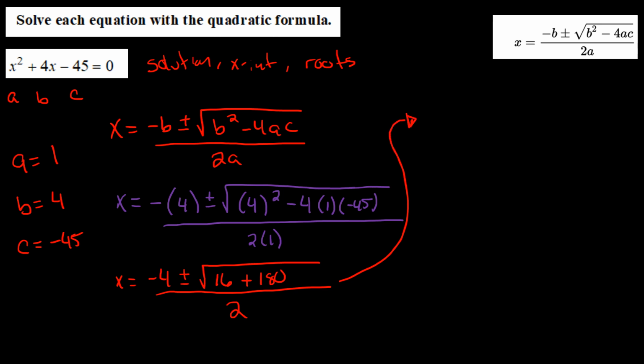Okay. We can clean this up a little bit more. We'll have x equals negative 4 plus or minus the square root. 16 plus 180, okay, would be 196 over, oops, that's a little too far, the over. Let's clean that up a little bit. Over 2. So we get x equals negative 4 plus or minus, now the square root of 196.